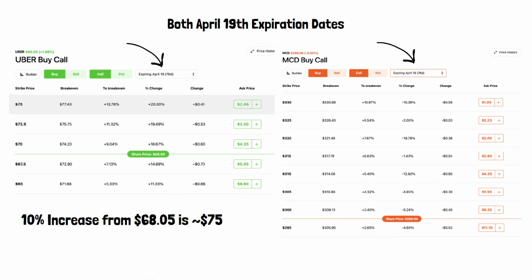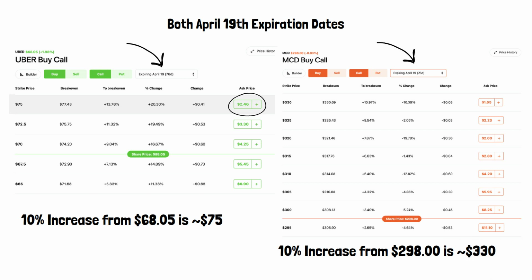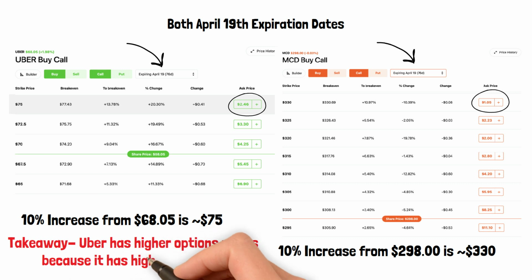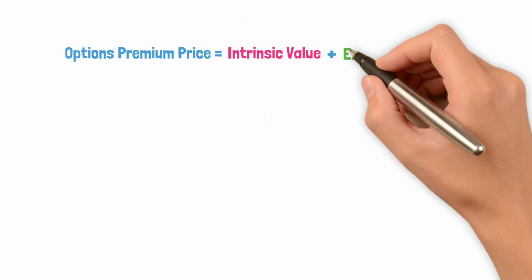With Uber at $68, a 10% increase would be about $75. The $75 strike price is going for $2.46. For McDonald's, a $10 increase puts the price at roughly $330. The call options contract here costs $1.05, less than half of the apples-to-apples comparison with Uber. Again, the reason is volatility. The higher the volatility, the higher the extrinsic value, and therefore the higher the options premium price, because options premium equals intrinsic value plus extrinsic value.